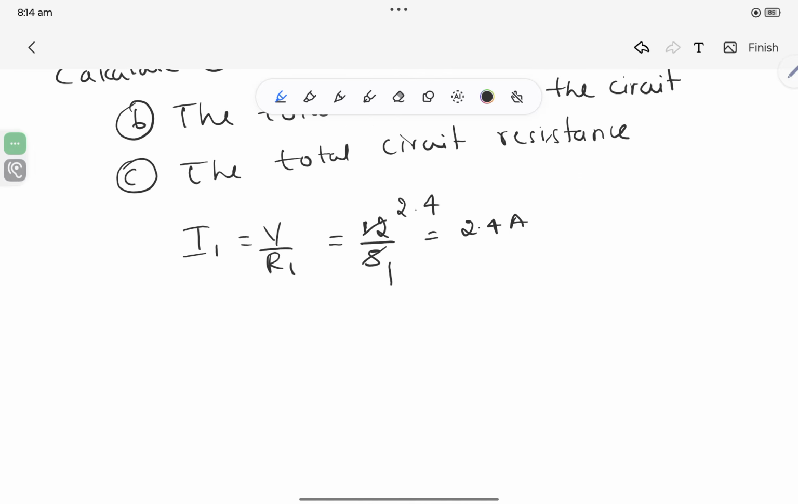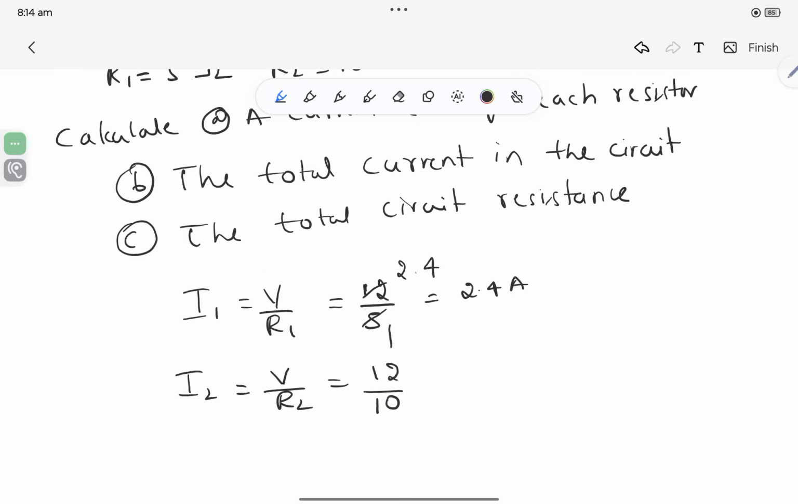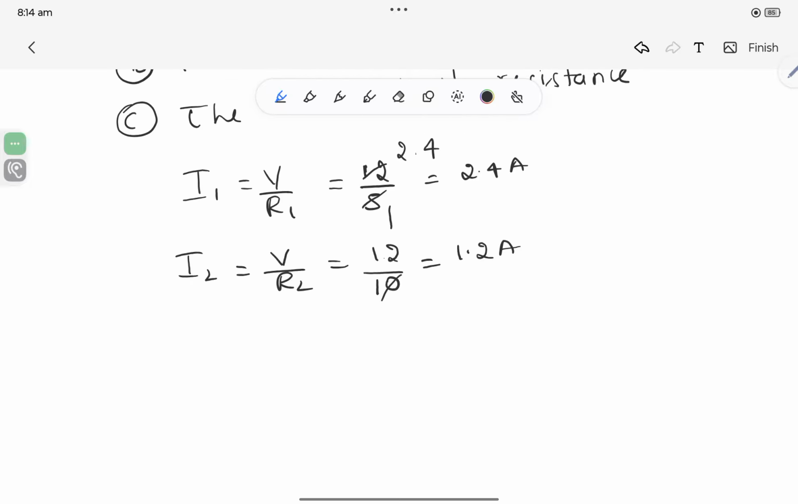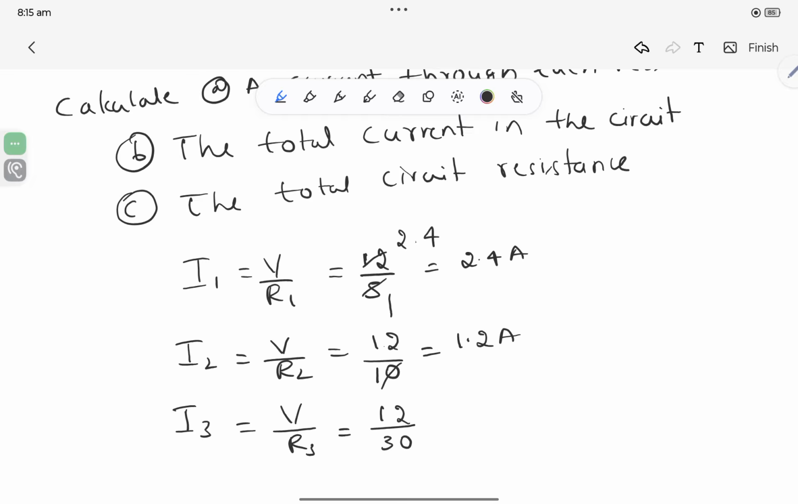Second one, I2 is equal to V by R2. V is 12, resistance is 10. So the zero cancels, and it becomes 1.2 ampere. Third one, I3 is V by R3, which is 12 by 30. So it will become 0.4 ampere.